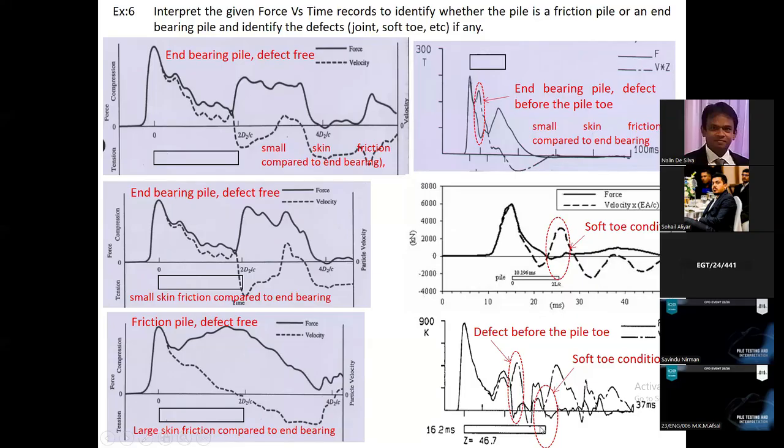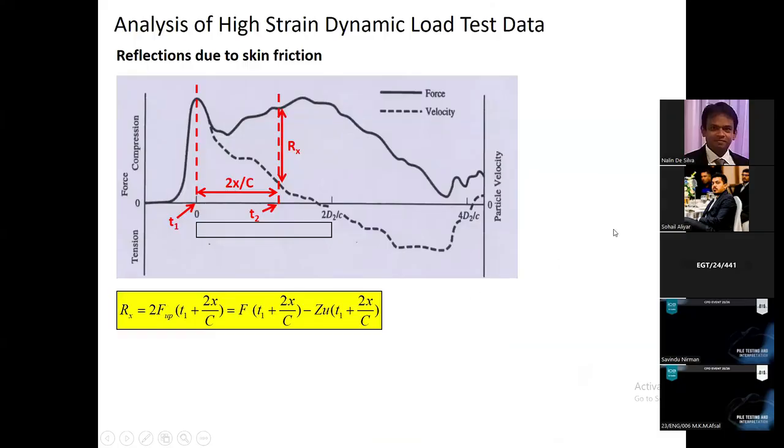And this pile has multiple defects. So before the wave goes to the top, you can see sudden increase in the velocity, indicating a defect. Close to the pile toe also, you can see sudden increase in the velocity, right? Velocity record is given by this dash line. So you can see sudden increase in the velocity and sudden decrease in the force, indicating a soft condition close to the toe. So this is not a good quality pile, right? So I hope you can interpret the typical PDA test data.